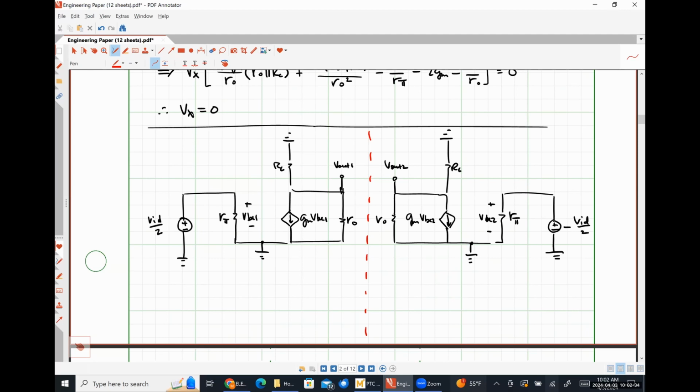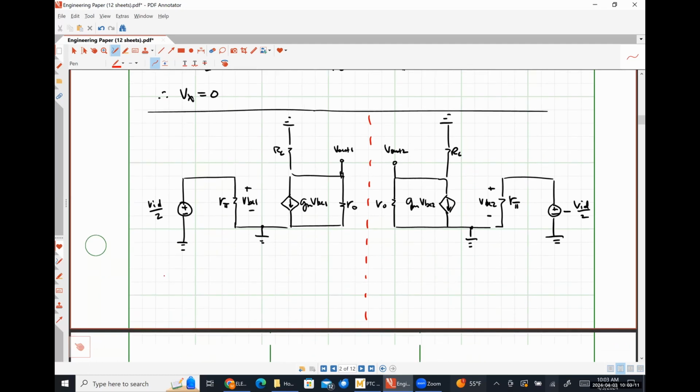Yeah. So if we apply our input signal of VID over 2, what should V out 1 be? So let's go back to this really quickly. We're looking at the left-hand side. What type of amplifier is this the small signal model? Common emitter amplifier, which has a voltage gain of what? Negative GM times R naught in parallel with RC.